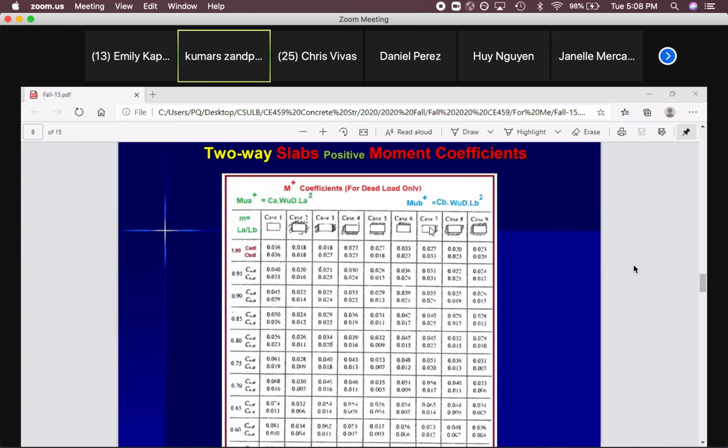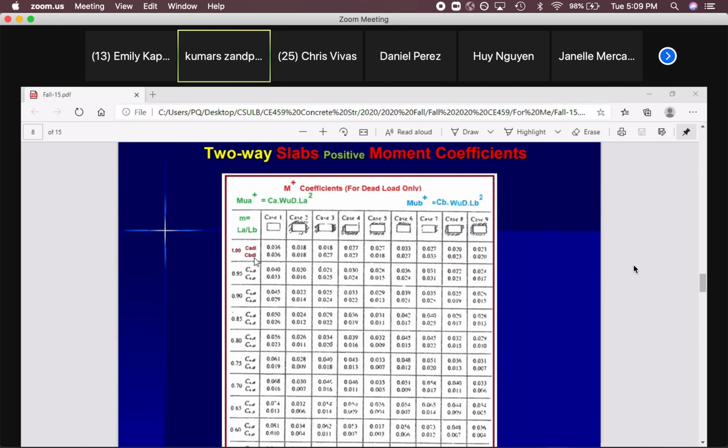You can find your case; it should be one of these 9 cases. And these 9 cases are the same for all tables, identical for all of them. So for MUA, this direction, and MUB, the B direction, LB is the B direction and LA is the A direction. That's the factor. Find CA for dead load and CB for live load. All of them are the same as this.